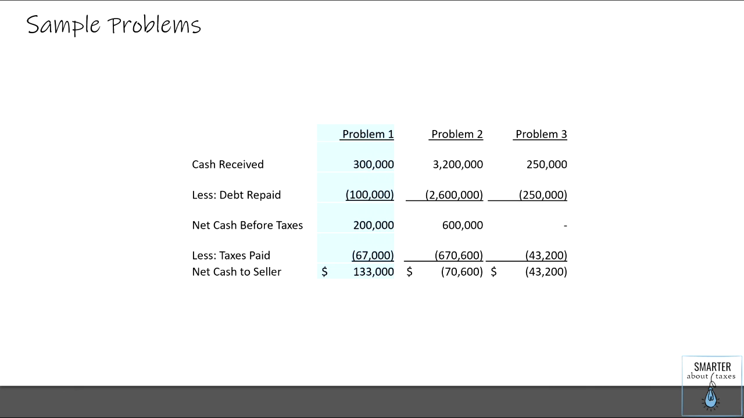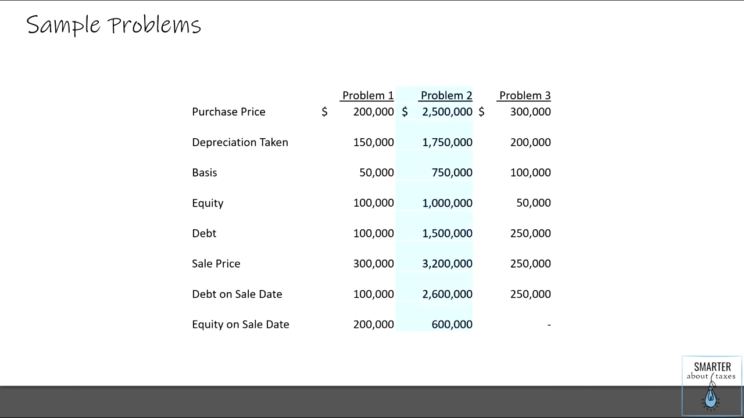You received on the date of sale $300,000 in cash in the transaction, right? The closing agent got that wire from the buyer. They paid off your debt probably right at closing, so that $300,000 came into the closing agent's account. They paid $100,000 to your lender, and now you're going to net $200,000. You go to pay your taxes on April 15th. The taxes paid $67,000. You get net cash $133,000. Nice deal. So that's walking through that.